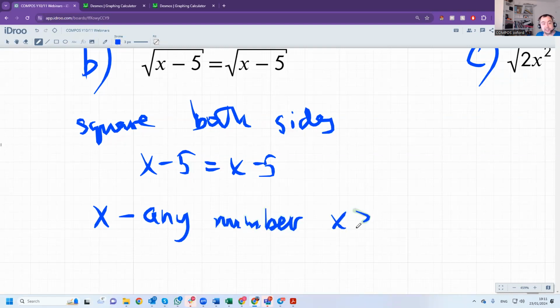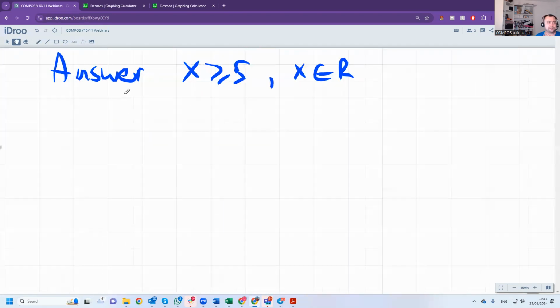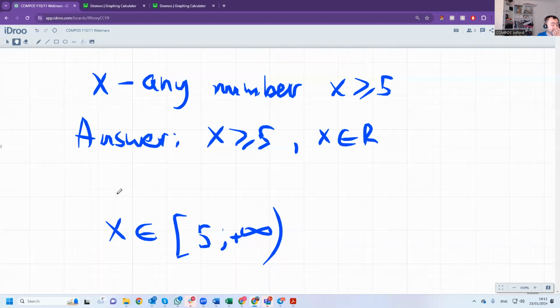So the solution is x is any number as long as x is greater or equal to 5. So the answer: x is greater or equal to 5, and x is a real number. There's an alternative way of writing the same thing. You can say that x belongs to the set from 5 to plus infinity. That's another valid way of writing down the solution.